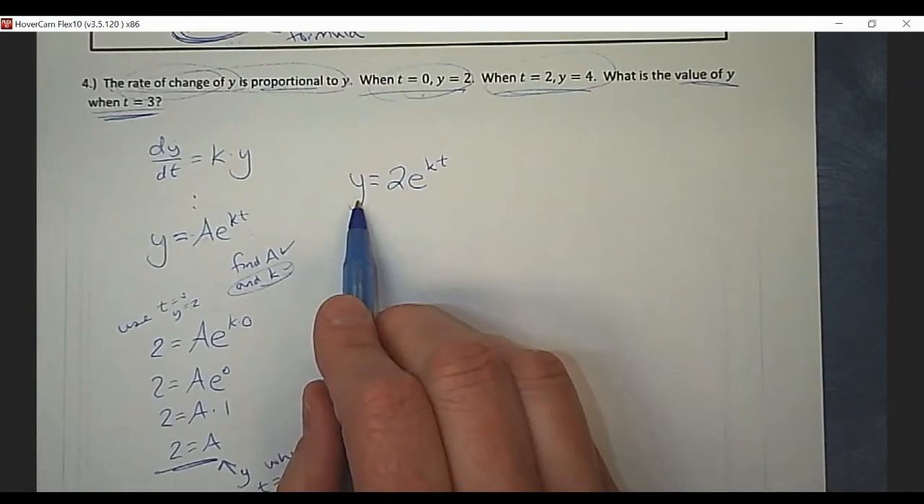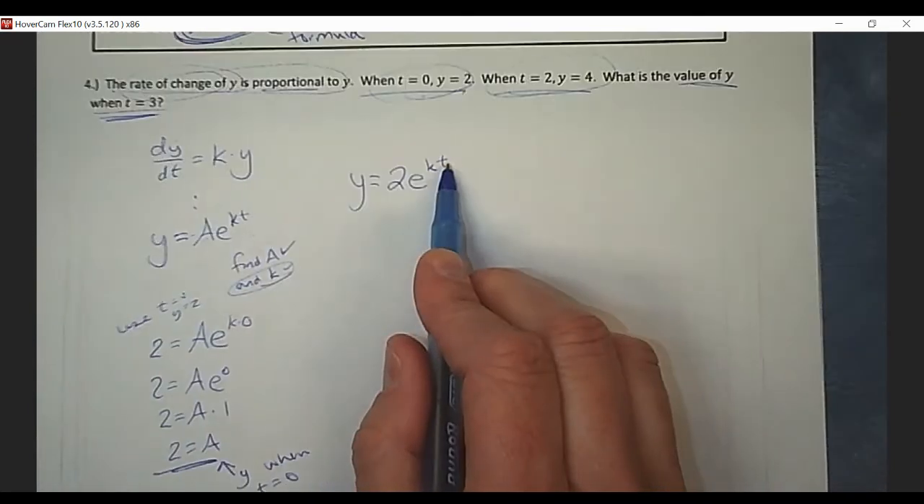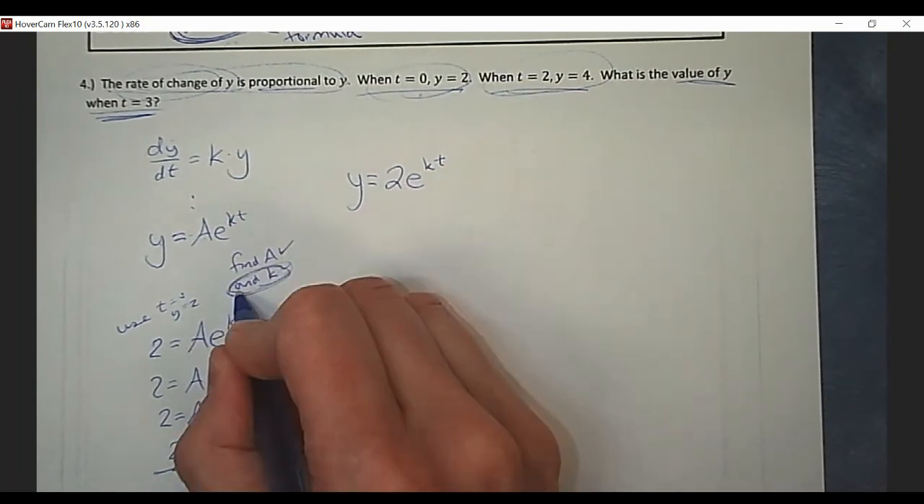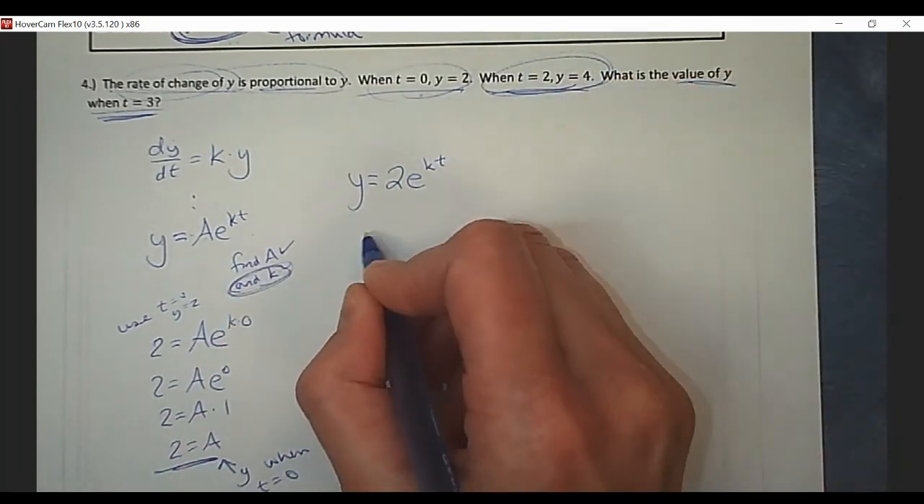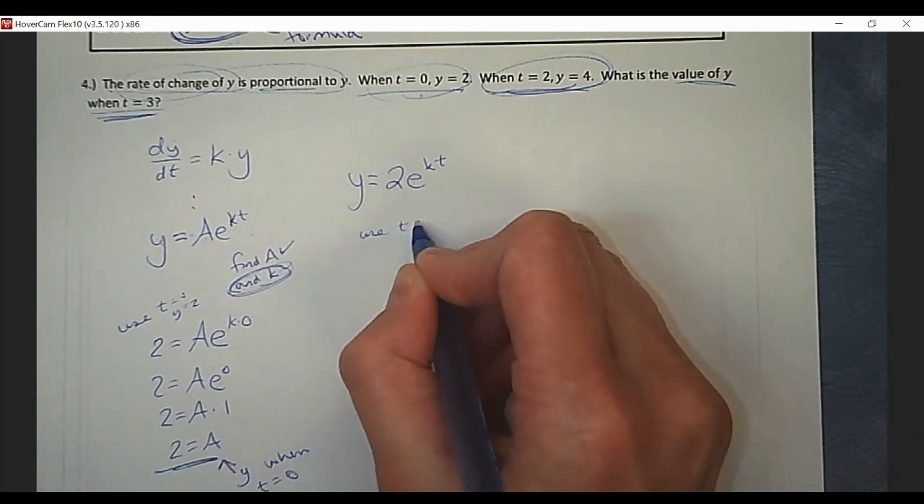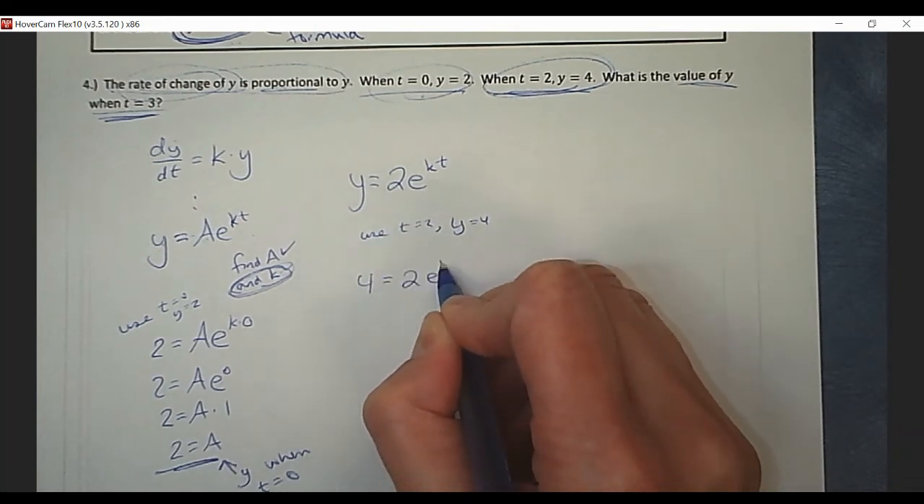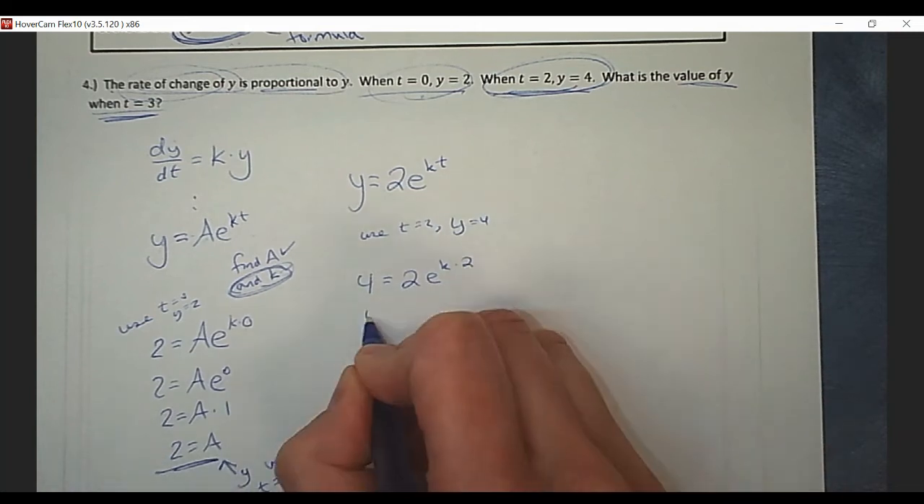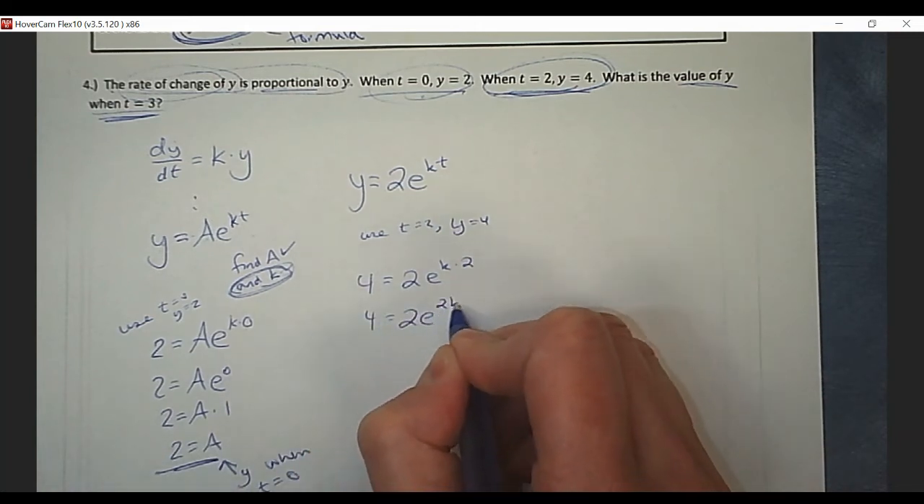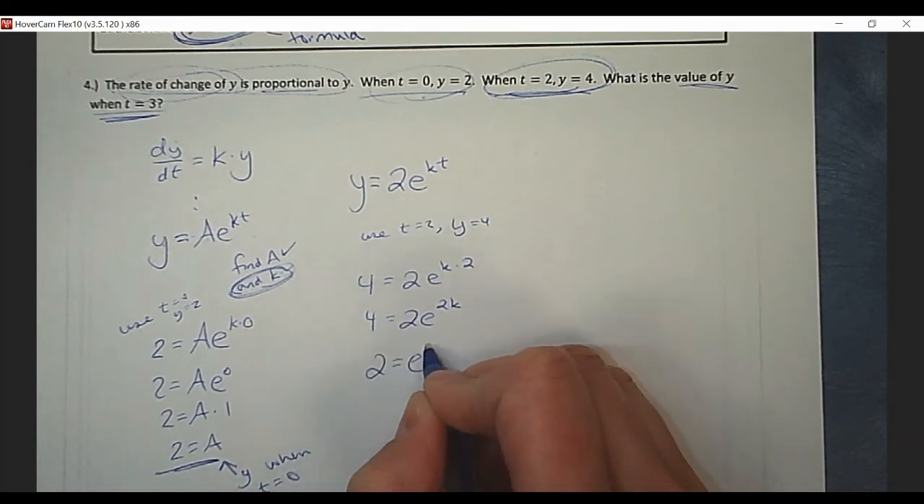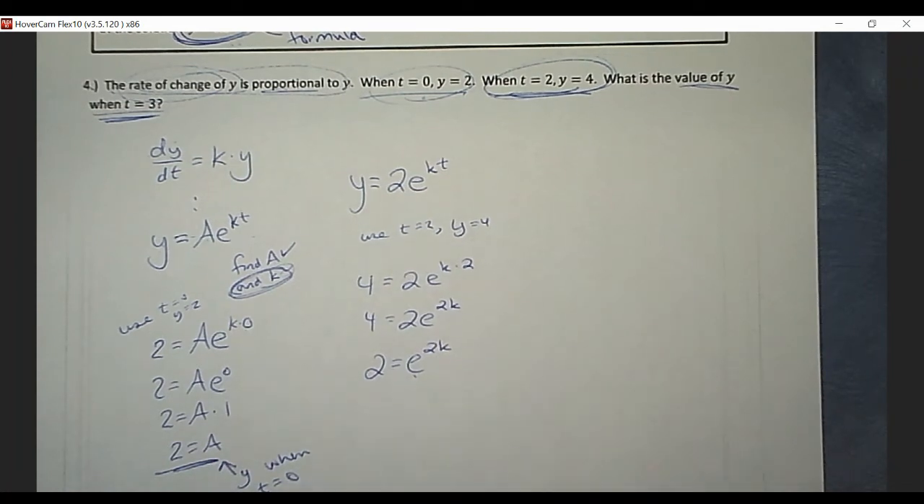All right, so I have y equals 2 times e to the kt. What we want to do next is find k. So that's where we use the second point. So I'm going to use t equals 2, y equals 4. I'm going to plug in 4 for y. I'm going to plug in 2 for t. I'm going to divide the 2 to the other side. And then we need to solve.